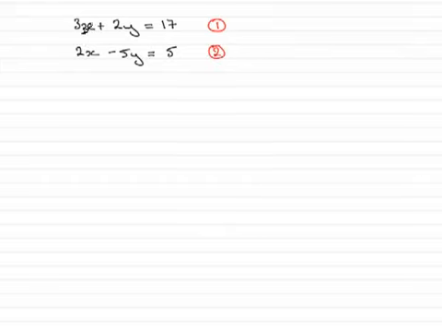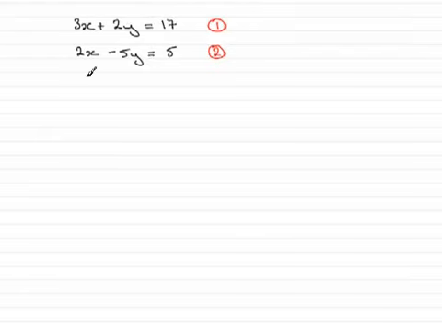Now if we decide that we want to eliminate the x terms, they've got to be the same. But we can clearly see that they're not. So what we do is find a number that 3 and 2 both go into, and preferably it's the lowest common multiple of 3 and 2, the lowest number that 3 and 2 go into. That would be 6.